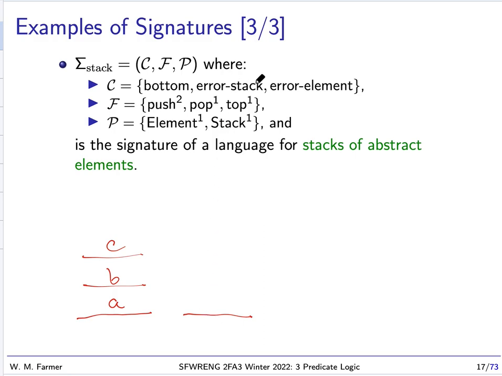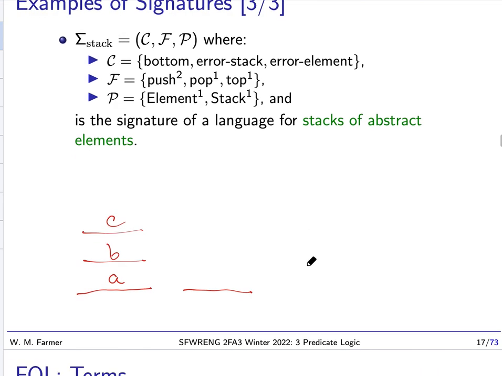We have the error stack. The error stack is what we get when, let's say, we have the empty stack and we pop it. Well, we can't pop the empty stack. There's nothing on it to pop, so we get an error stack. And we have the error element. That's when we try to take the top value of an empty stack. There's no top value, so we get the error element. So this is a signature for talking about abstract stacks of abstract elements.